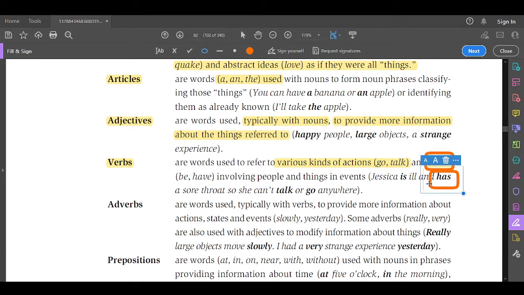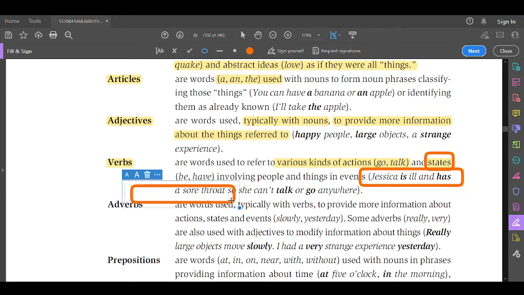Let's make it bigger just to make it clear for you guys. Jessica is ill and also has a sore throat. Is is the same. It talks about what? The state of her health, state of her being in that sense.